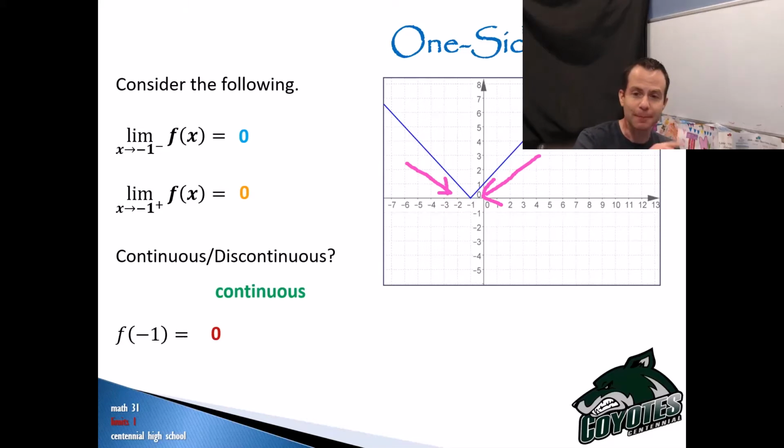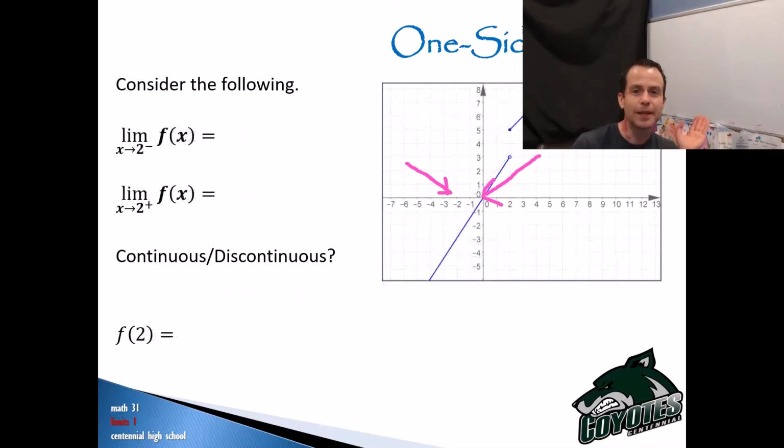Here's an example where the limit on the left equals the limit on the right and equals f of -1. They're all the same number. Spoiler alert, that speaks of continuity, but we'll get there.